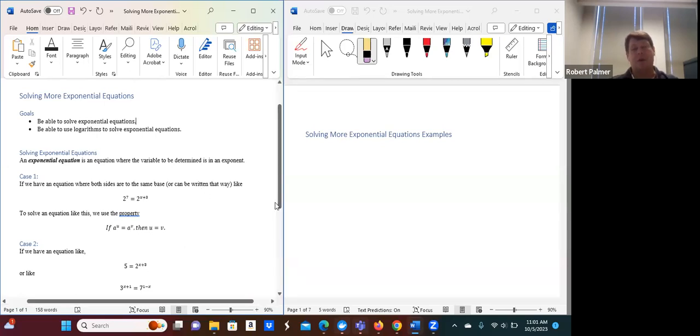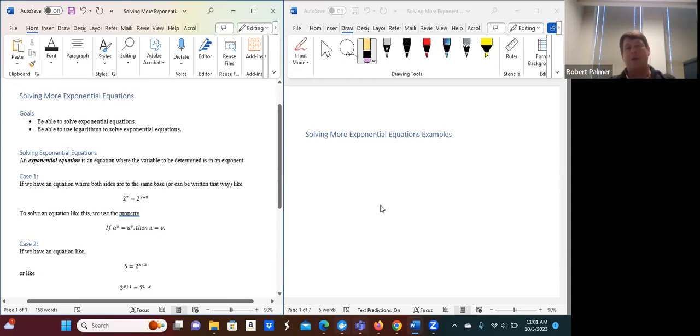So the first case I looked at in my previous video was a more simple case like this, where both bases are the same. So if you have one exponential expression equal to another, and both bases are the same, then use this property that says if these two things are equal and the bases are the same, that means the exponents must also be equal. Let's reuse that.